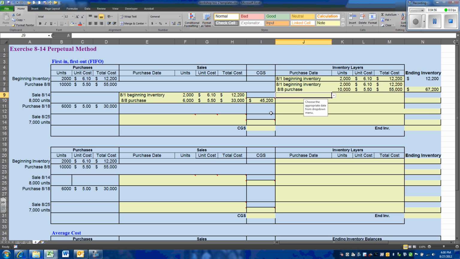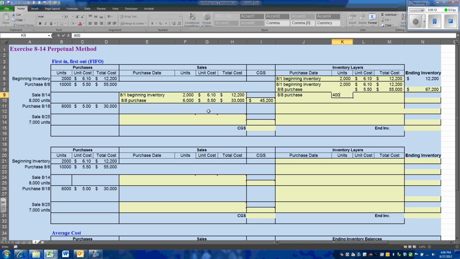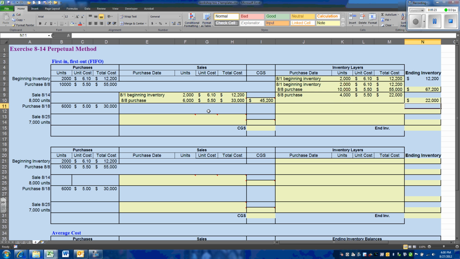Now, let's see what our ending inventory is. Well, we have nothing left in our beginning inventory. So our ending inventory will only have one layer, the purchase of August 8th. And we originally had 10,000 units. We used 6,000 for the sale, so we have 4,000 units remaining at $5.50. So our ending inventory after the sale will be $22,000.